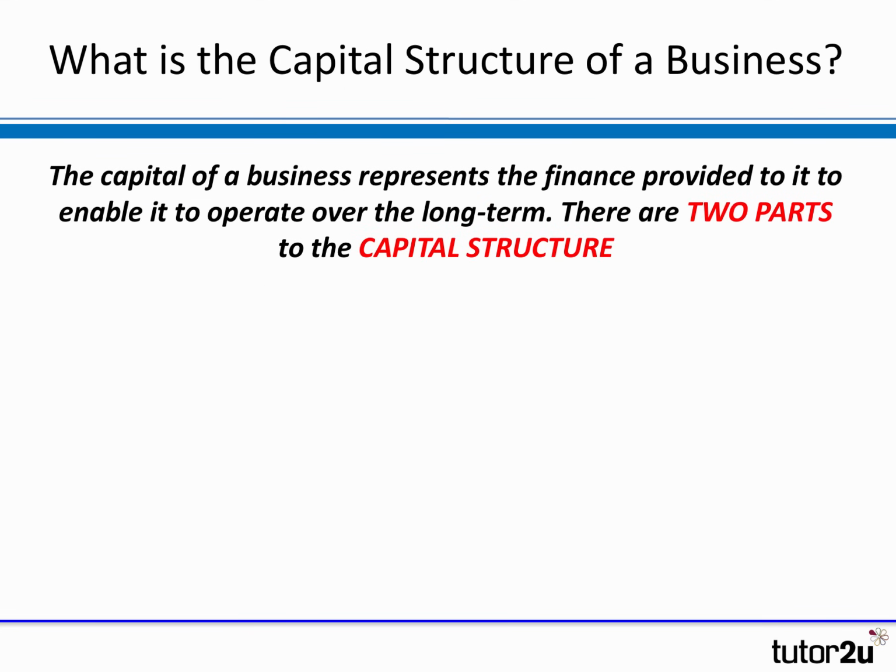I've mentioned that gearing is all about how a business is financed. What is the relationship between the different types of finance that help a business run along? The capital structure of a business is just that. It is the structure of the different types of finance that are used to enable the business to progress. And it essentially has two parts.